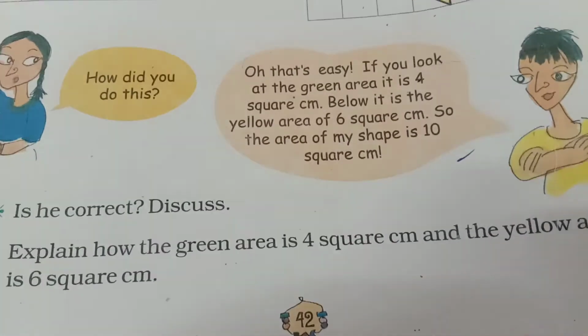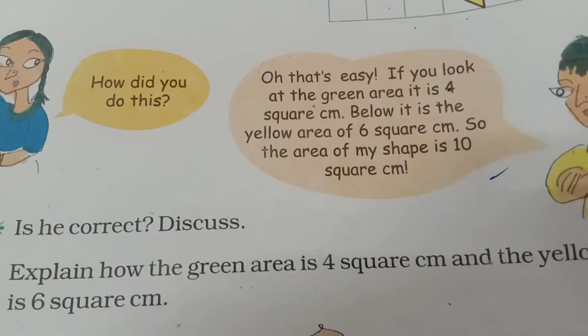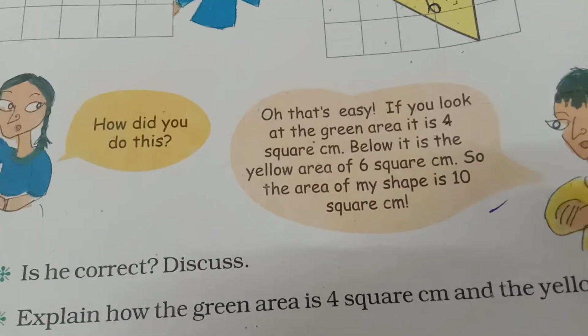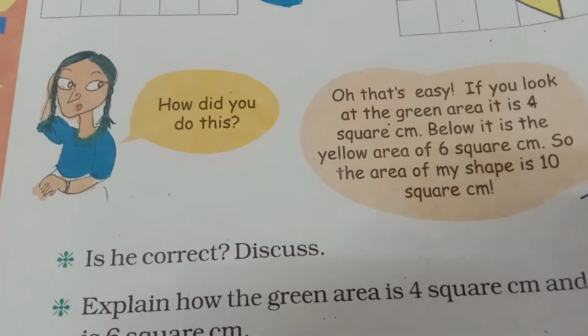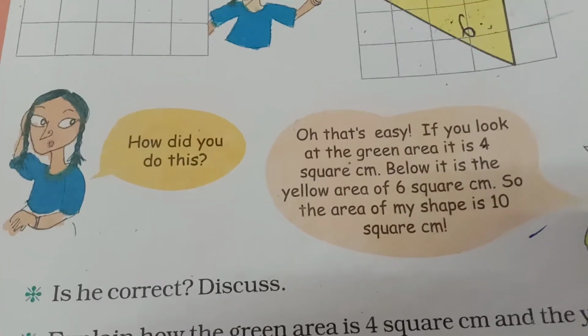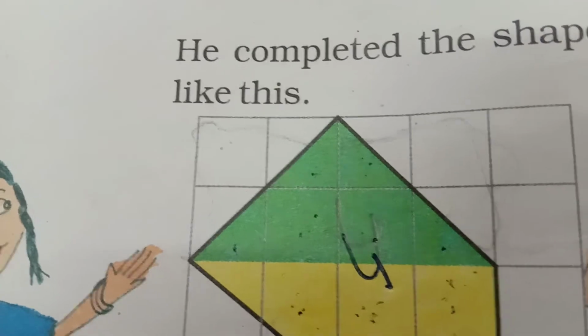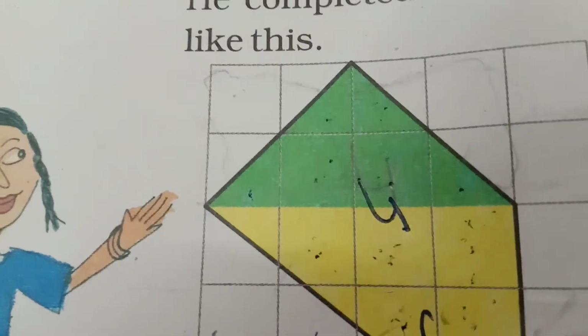Yes, how is it 4 square centimeters? Because it contains 2 completely filled squares, therefore its area is 2 square centimeters, and there are 4 half filled squares in this green area. Each 2 half filled squares will give you 1 square centimeter. So 4 half filled squares will give you 2 square centimeters. 2 plus 2 is 4 square centimeters.